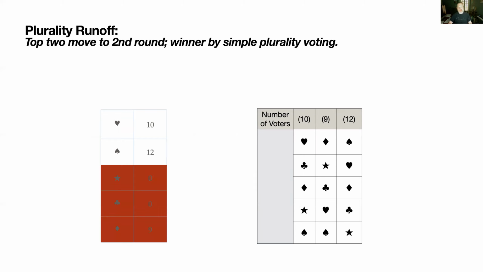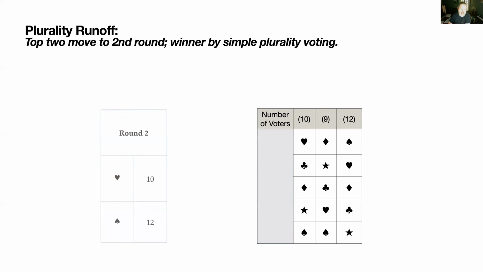So I'm going to get rid of the 0 for stars, the 0 for clubs, and the 9 votes for diamonds, and look at what we have left. Now I'm going to rerun the vote. And in fact, it looks like I didn't do that correctly. So let's fix it now.